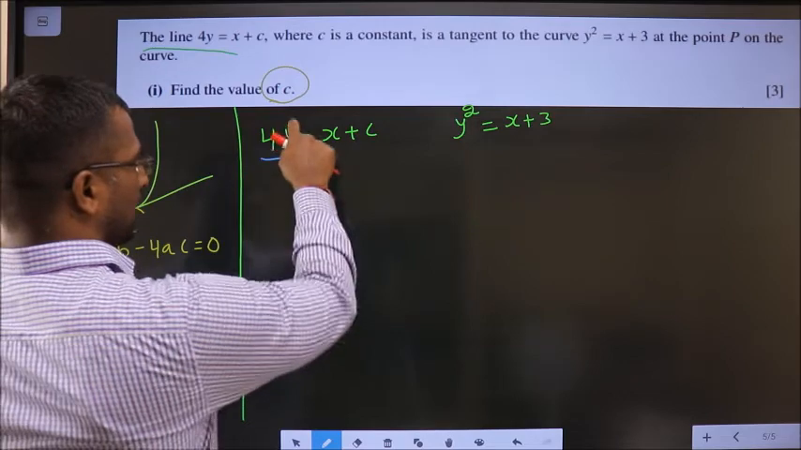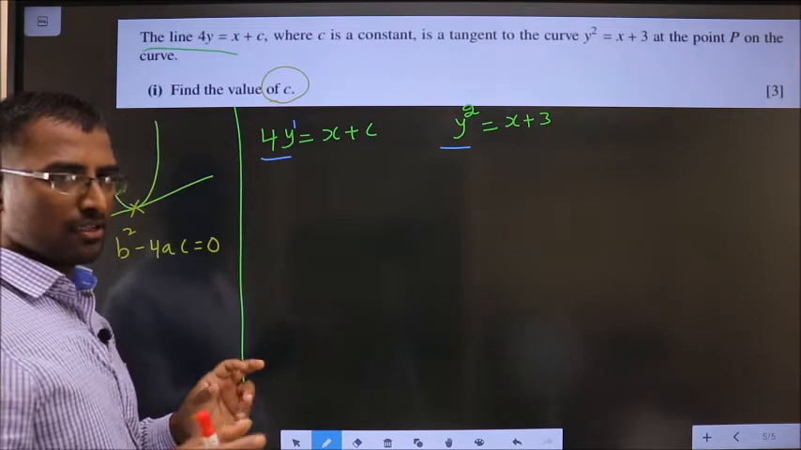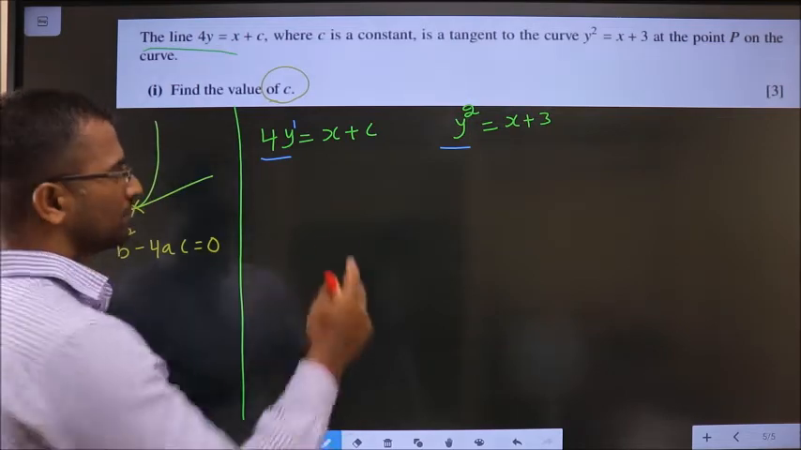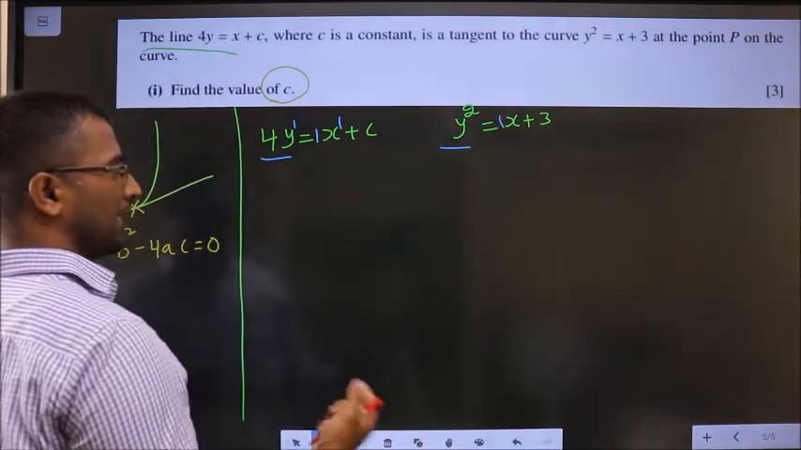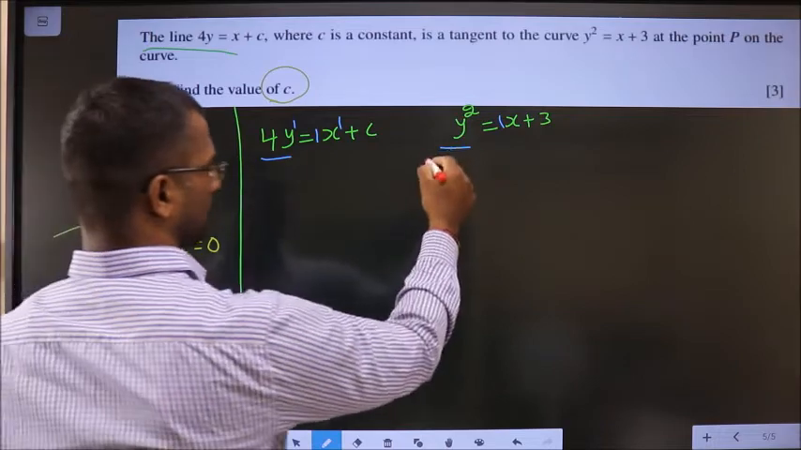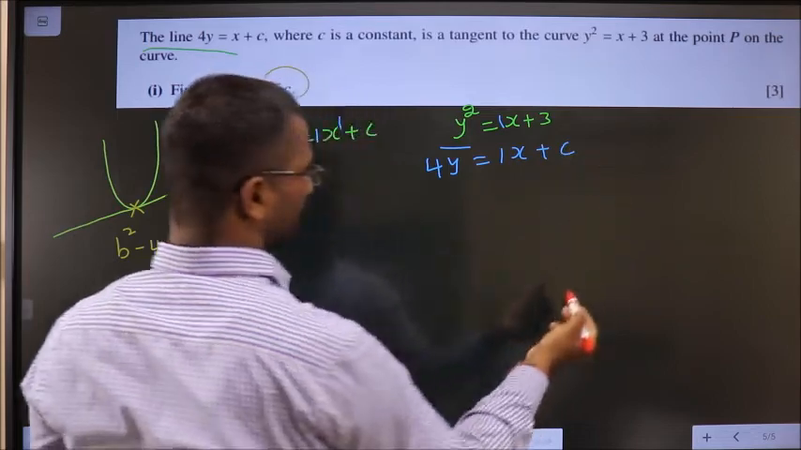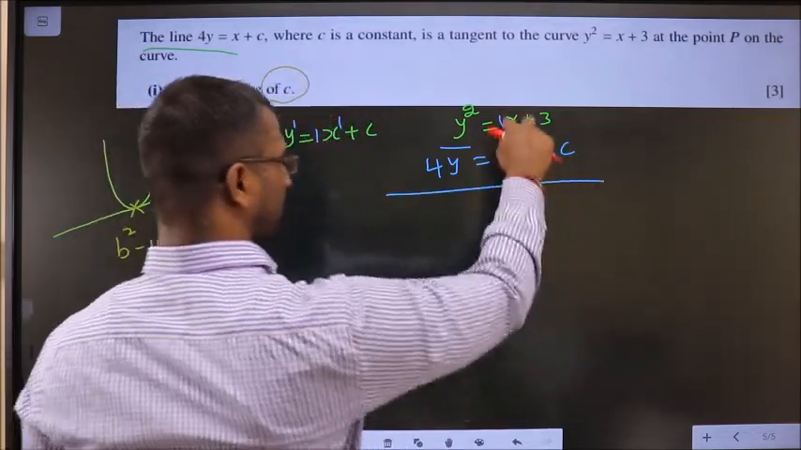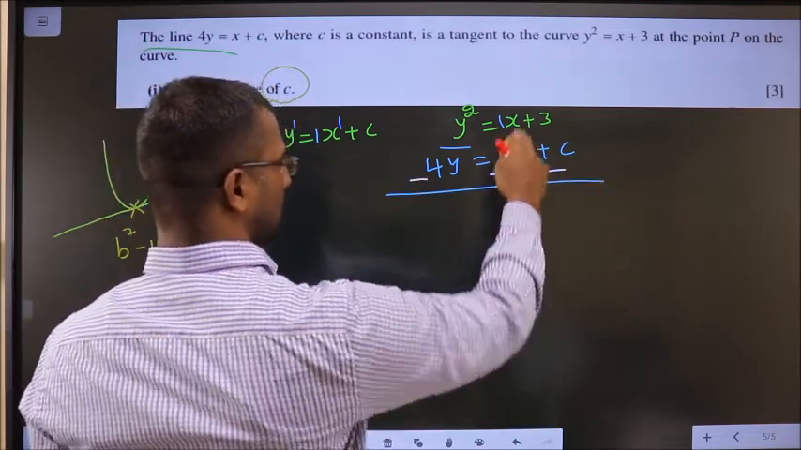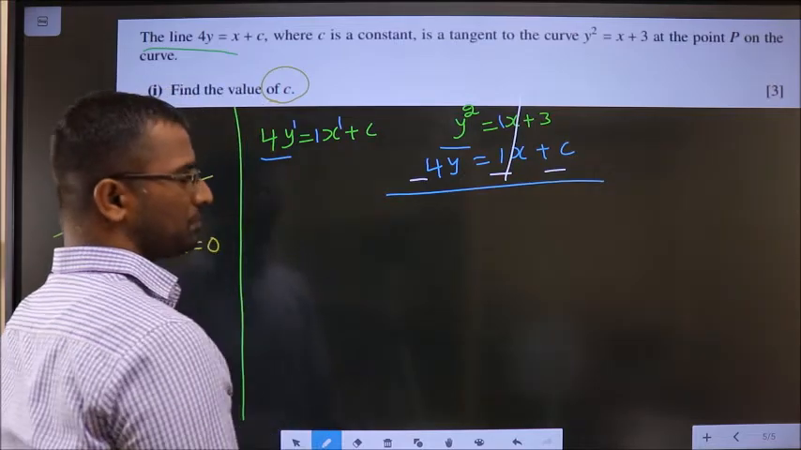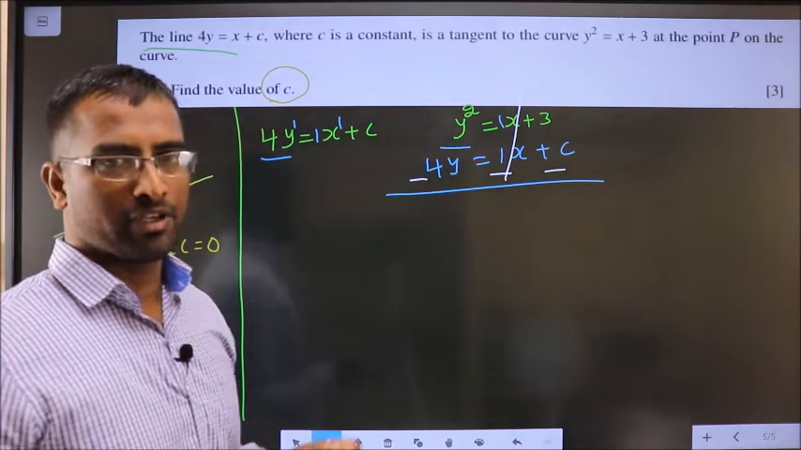Here it is 4y. Here it is y square. I cannot make y equal, so skip, go to x. Here it is 1x, here also 1x. They are same. So next I write below this: 4y is equal to 1x plus c. Why did I see for x to be same? Because now I subtract these two. When I subtract this, x cancels out. To cancel out only, I have checked whether they are equal or not.